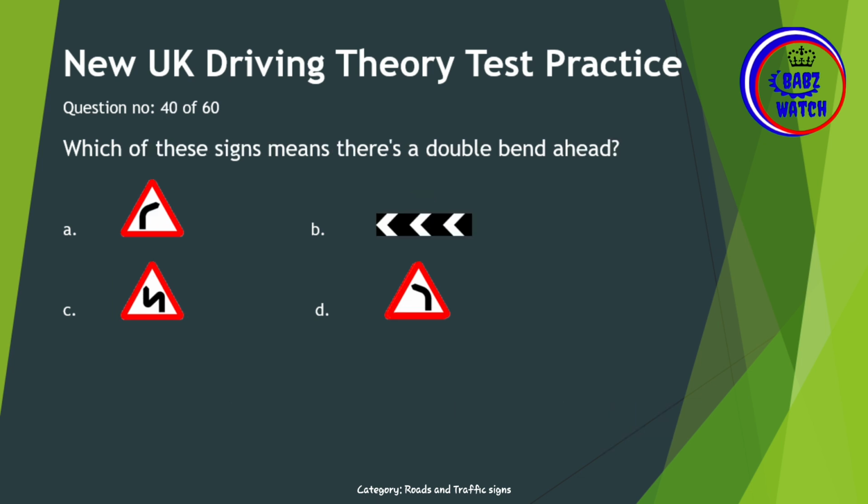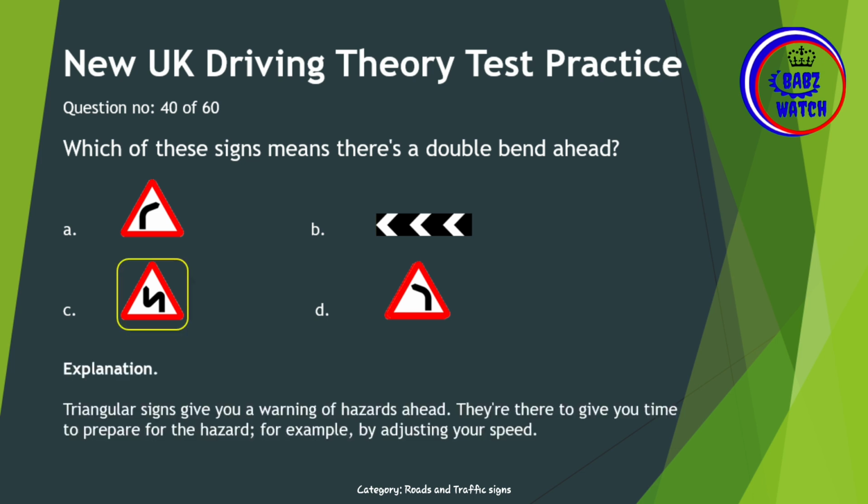Question 40 of 60. Which of these signs means there's a double bend ahead? A, B, C, D. The correct answer is C. Explanation. Triangular signs give you a warning of hazards ahead. They're there to give you time to prepare for the hazard, for example, by adjusting your speed.